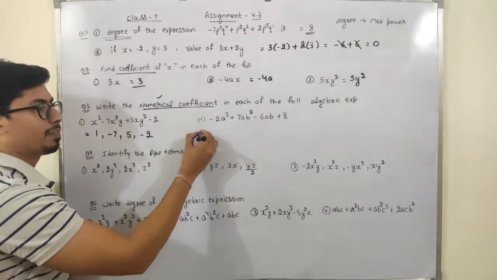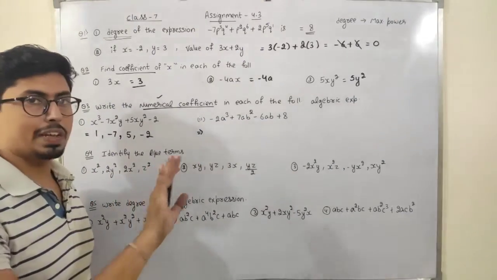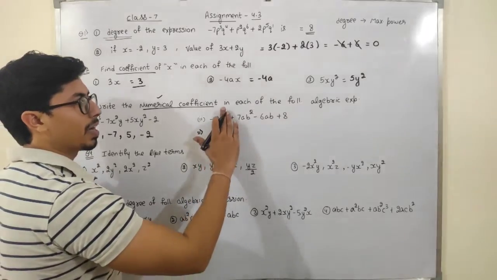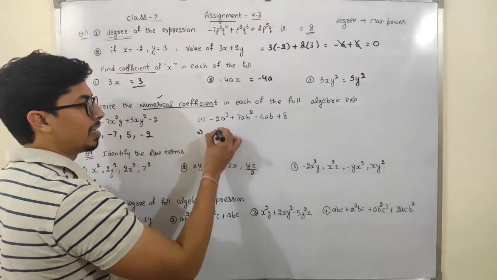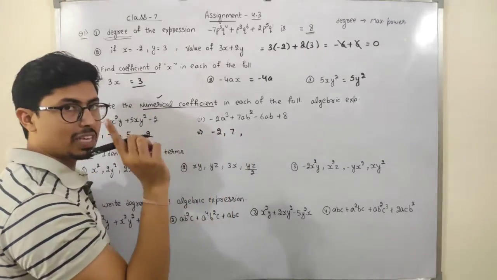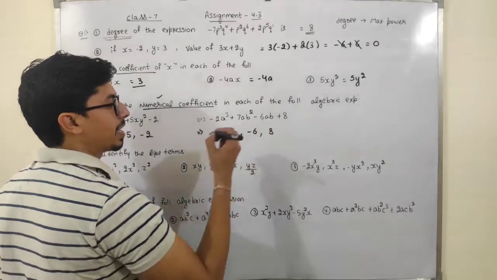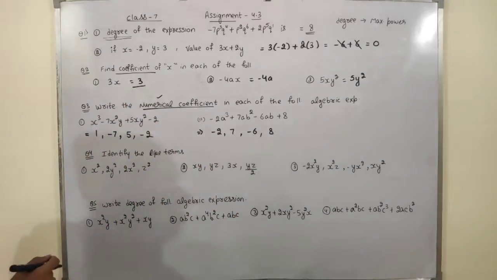Similarly, in this also I have to give the answer as a numerical coefficient. So just leave the variables aside. So if I just remove a cube, the answer is minus 2. The only number here is 7. Along with sign I have to take, okay. So take minus 6 and here I can take 8. So this is our required answer.